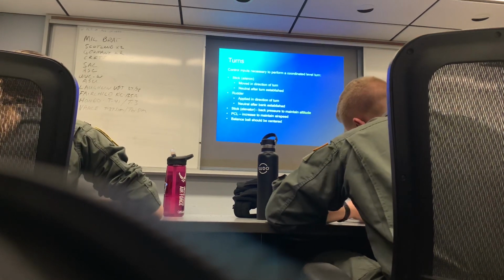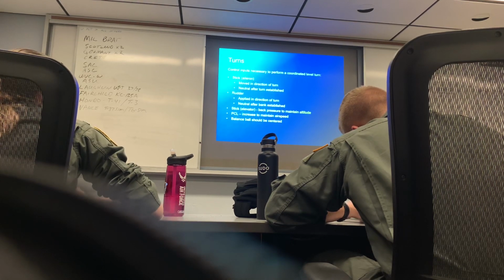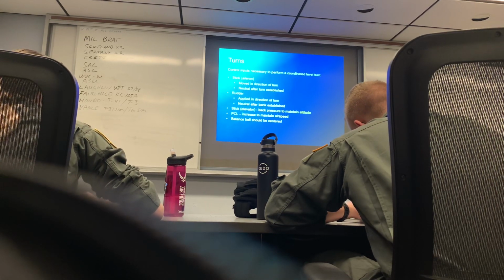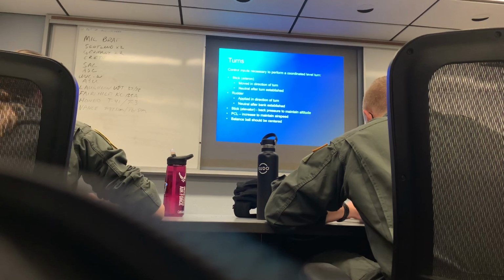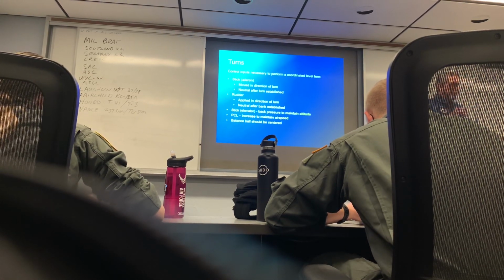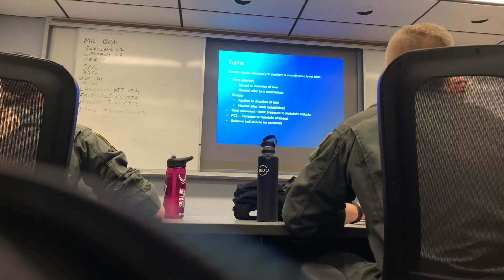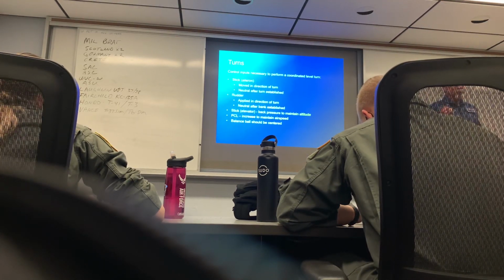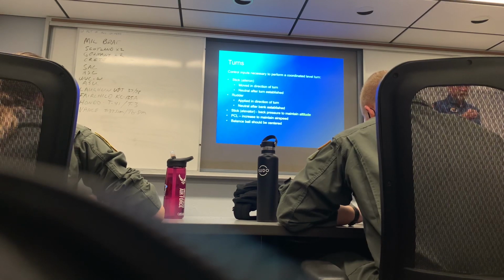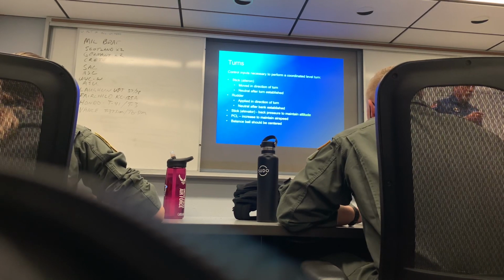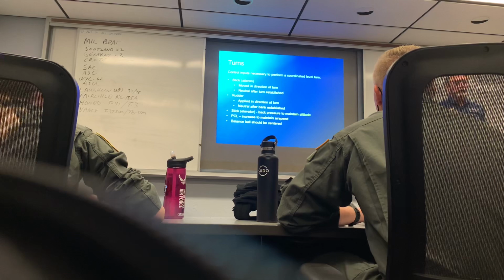Okay, what do I have to do a coordinated level turn? So first thing, I'm going to have to put pressure on the stick, right? One direction or the other. Okay? And then because of the induced drag, I'm going to have to coordinate with the rudder. So as I've got the stick deflected, I also have to have the rudder deflected to coordinate.